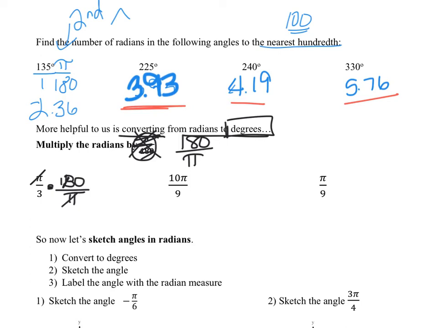Okay, so the pi's cancel out. If you can see, 180 divided by 3 is 60 degrees. All right, I moved his bowl. Let's see how this goes.